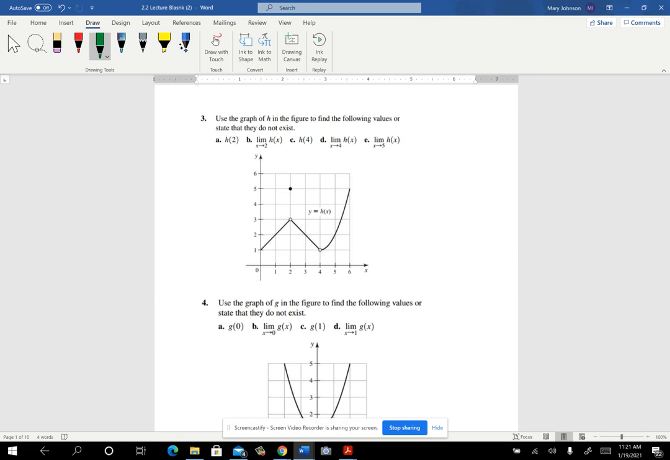Let's do a couple other ones of those. Get used to it. All right, so let's talk through this one. So we needed h of 2. So we go to 2, we hit the function. Okay, wait, that's an open circle. So h of 2 is not 3, it's 5. Now we want the limit of this function as x approaches 2. And I can see when I approach from the left or from the right, it's 3. All right, h of 4 is not defined.